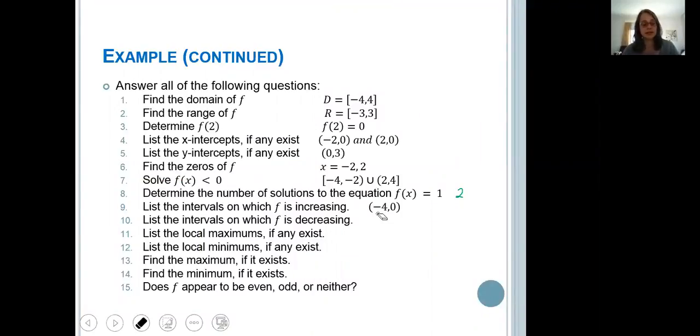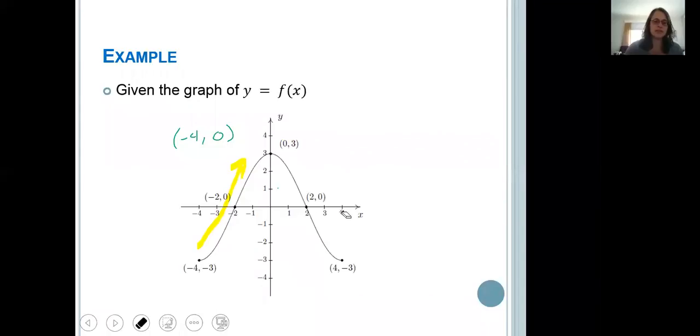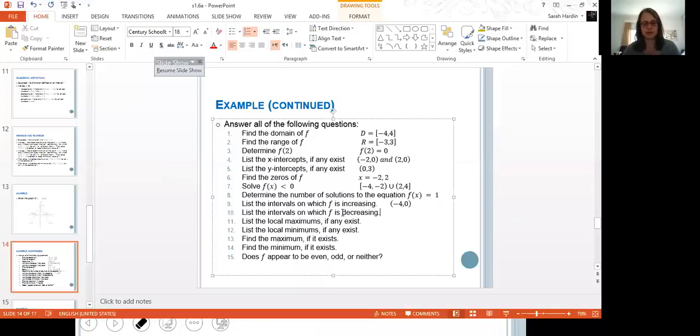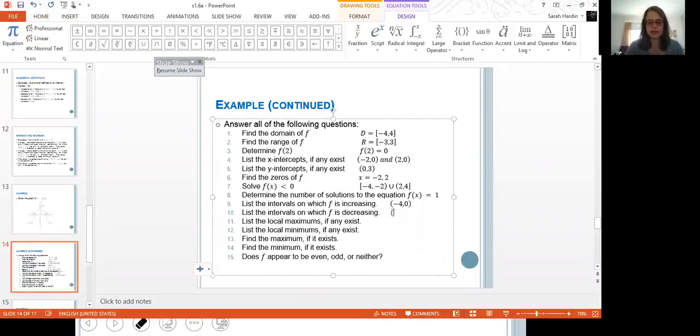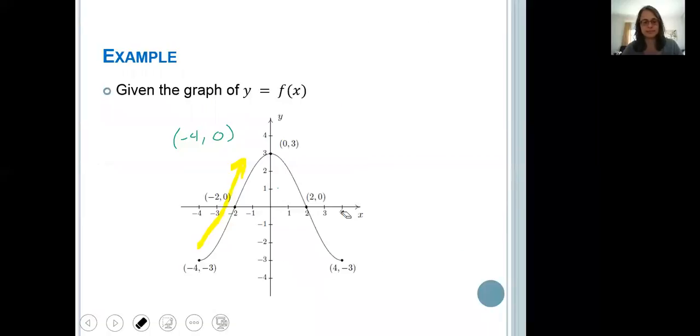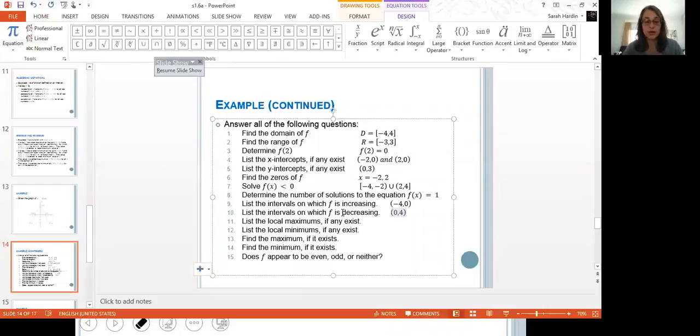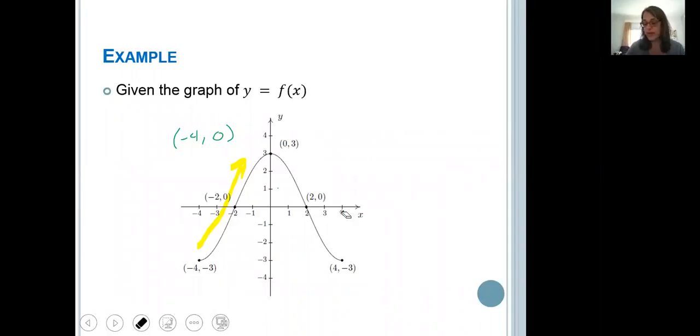Where is f decreasing? Well, just the same thing, but on the other side, right? From 0 up to 4. So f is decreasing on the interval 0 to 4. Right? Yes. Okay.